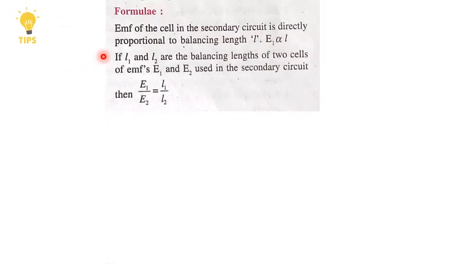Okay, before going to the next problem, let me show you some hints. The first one is that the EMF of the cell in the secondary circuit is directly proportional to L, as we have just seen. If L1 and L2 are the balancing lengths of the two cells, then for the secondary cell, E1 by E2 is equal to L1 by L2.